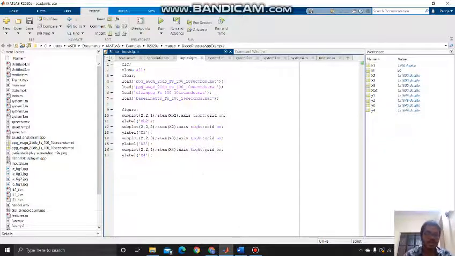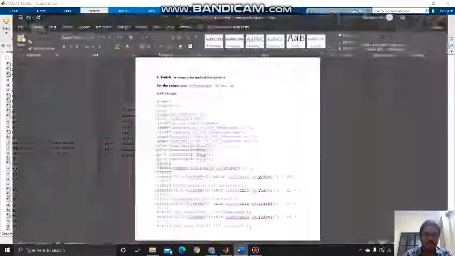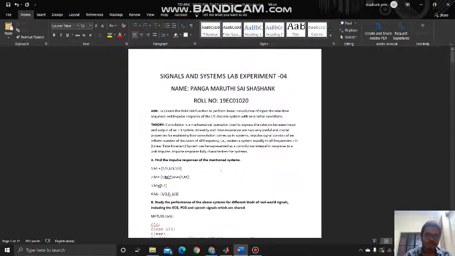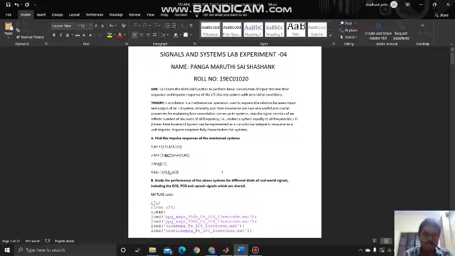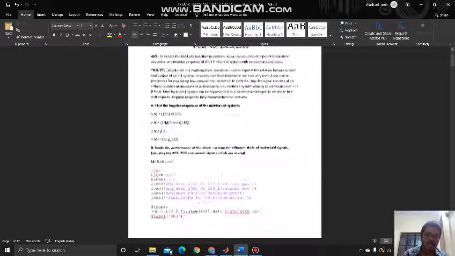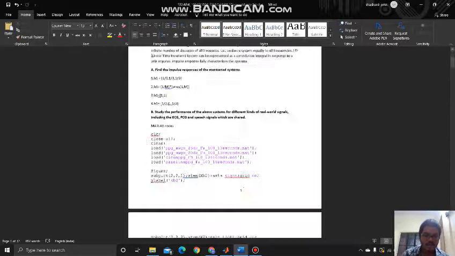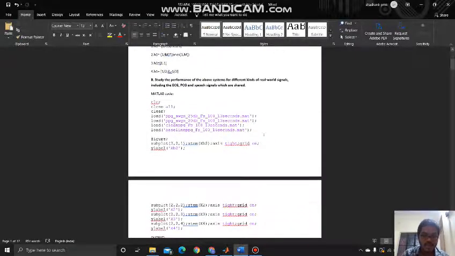Hello, I am Shashank. In this experiment, we will learn about convolution and trend removal. In the first part, we have to calculate the impulse response of the given systems. Impulse response is the output when the input is a delta function passed through an LTI system. These are the four impulse responses for the systems given. And in the second part, we have to plot the signals given.